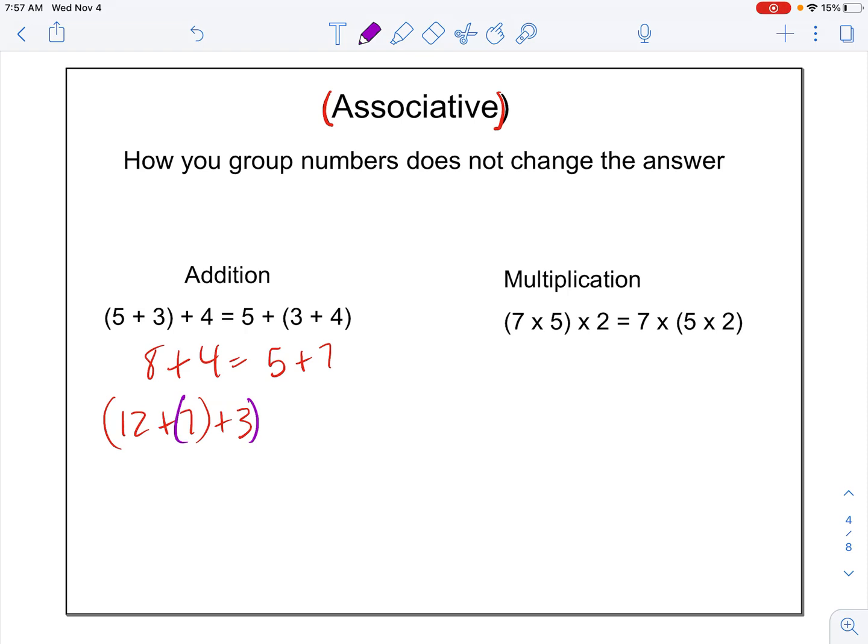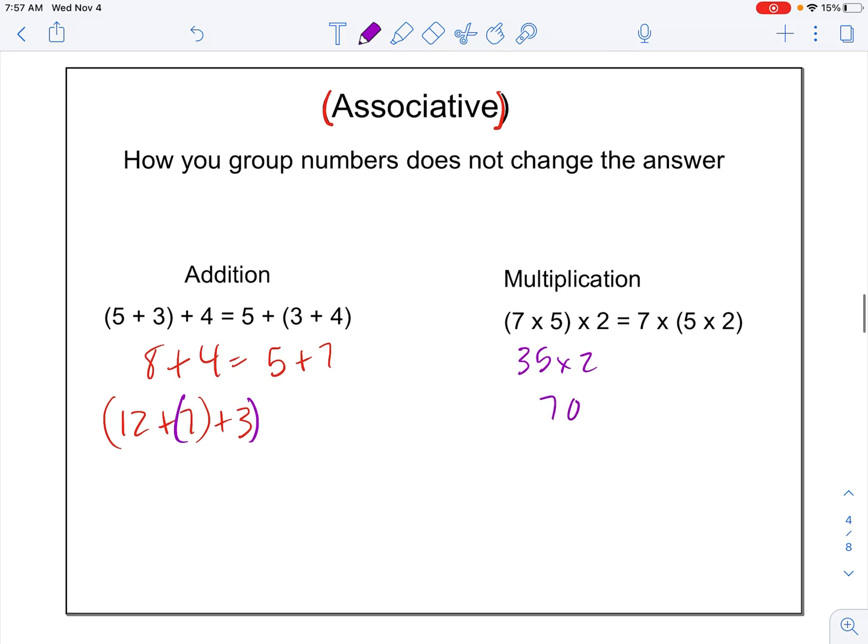Instead of having to do it in the order that it's presented, I can reassociate things. So same over here in multiplication. I have 7 times 5 in parentheses times 2. So I have 35 times 2. So I would get 70.